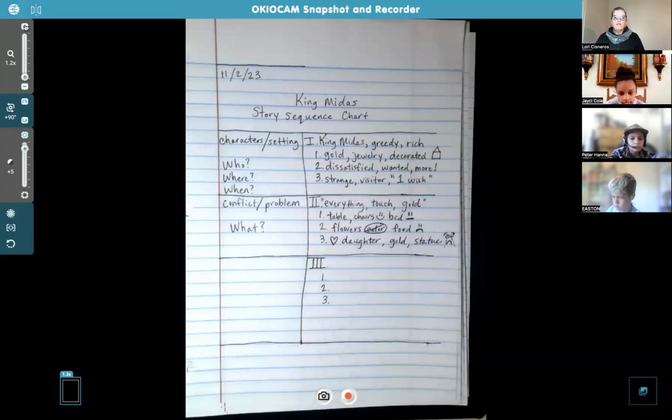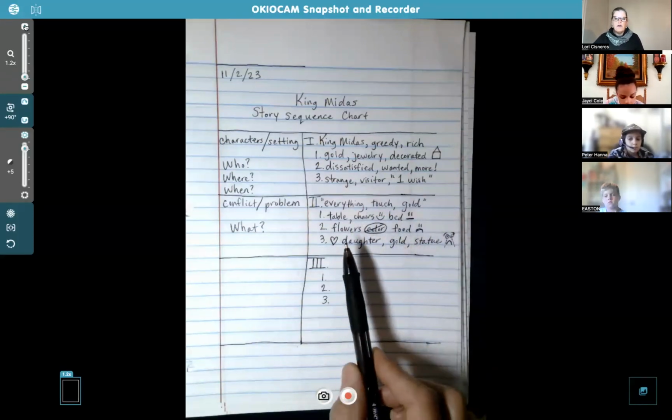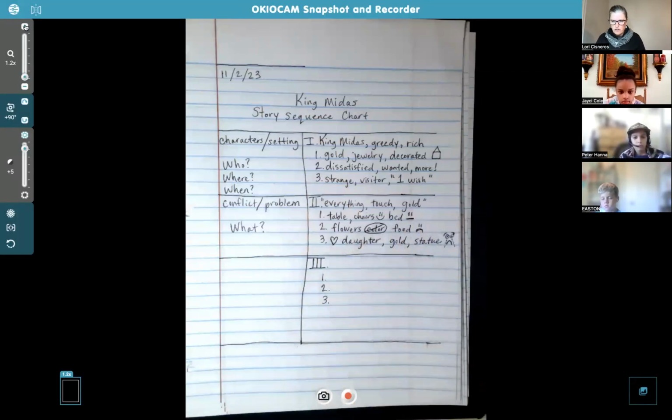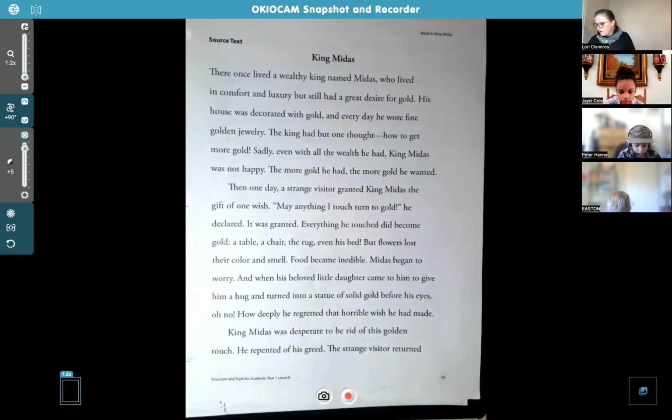So that's the worst. Here's his problems. He kind of has a lot of problems, actually. His bed, the flowers, and then the food, and then his daughter. His daughter turns to gold. He's already missing her. He's like, oh my gosh, what was I thinking? So look toward the bottom of that front page of the story on page 49. There's a word here that tells how he felt. We know he was upset and he felt horrible about it, but there's a word that starts with the letter R that explains how he felt. Peter? He regretted it. Yes, regretted.